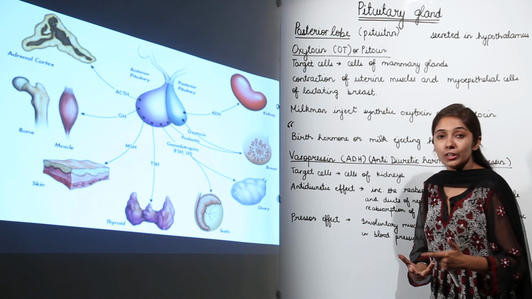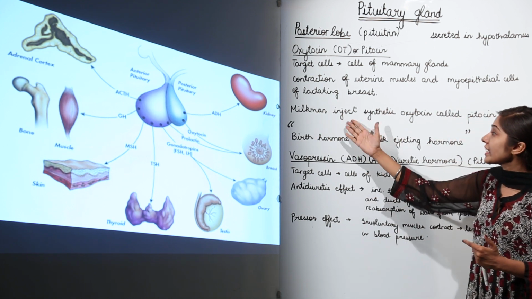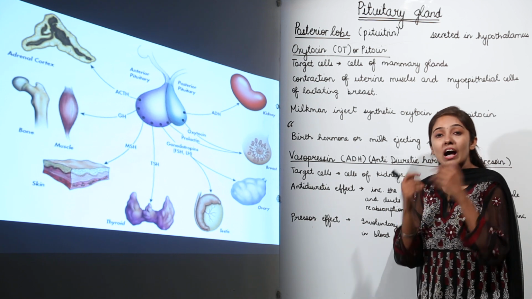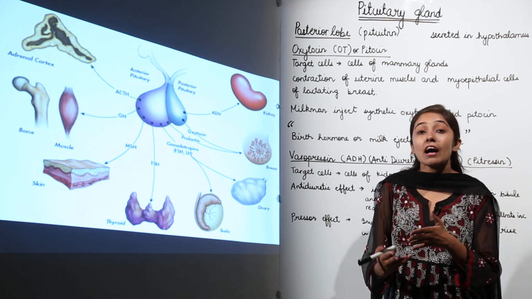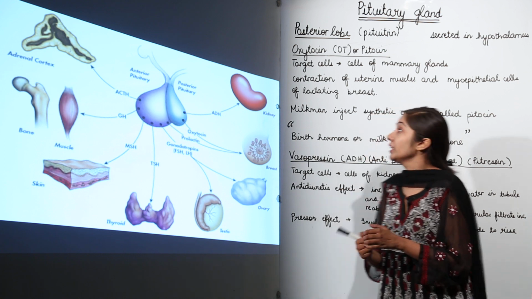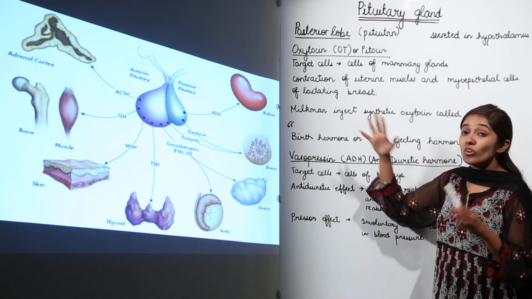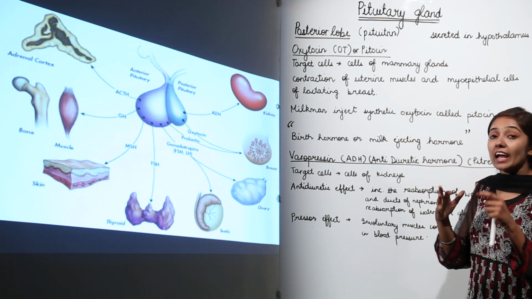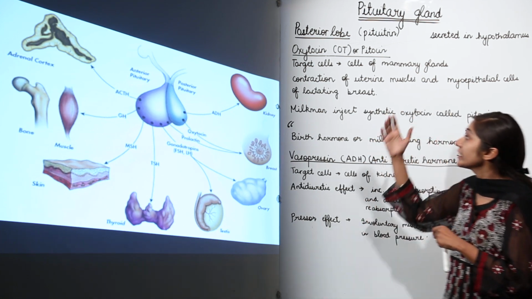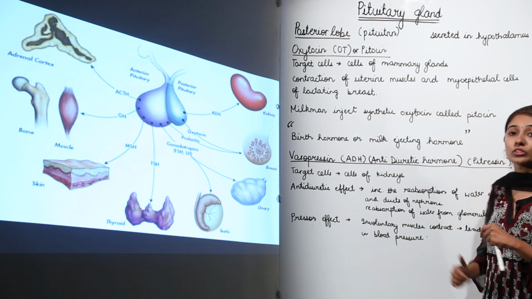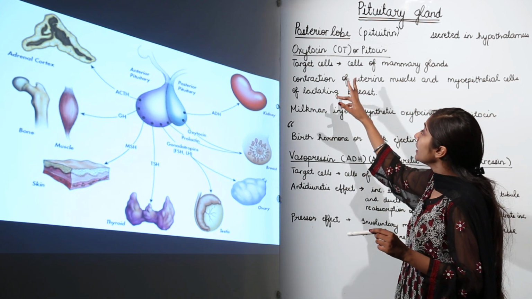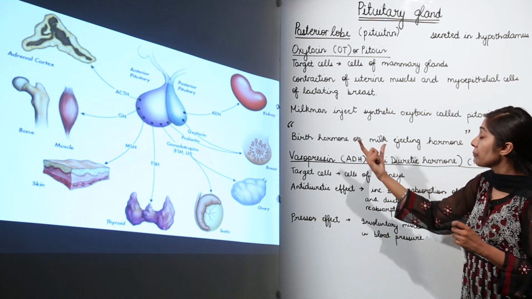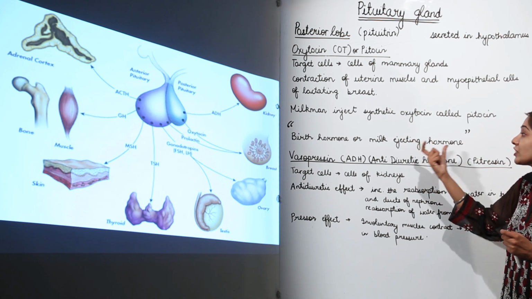Now what do milkmen do? Nowadays milkmen inject synthetic oxytocin, which is also called pitocin hormone, into cows and buffaloes, so that they can have more of the milk from them. So this is not a good way of procuring more milk from animals. Why? Because the milk that you are going to drink is also going to contain this synthetic hormone that is called pitocin, right? So remember that the oxytocin hormone or the pitocin hormone is also known as the birth hormone or milk ejecting hormone.